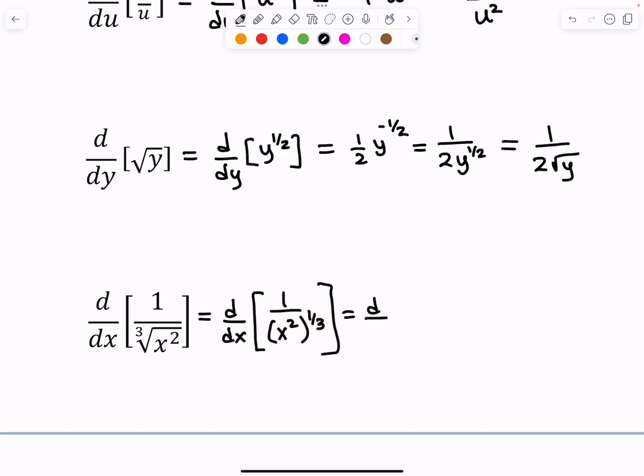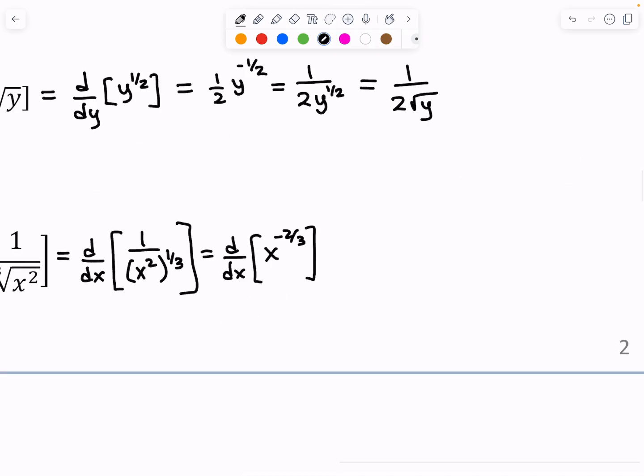So we're going to find the derivative of x to the negative 2/3. And now I can employ the power rule. So I don't need to write the d/dx this time. The negative 2/3 will become a coefficient. And then we have to do a new power on x that's 1 less than negative 2/3. So either do this in your head or write it down.